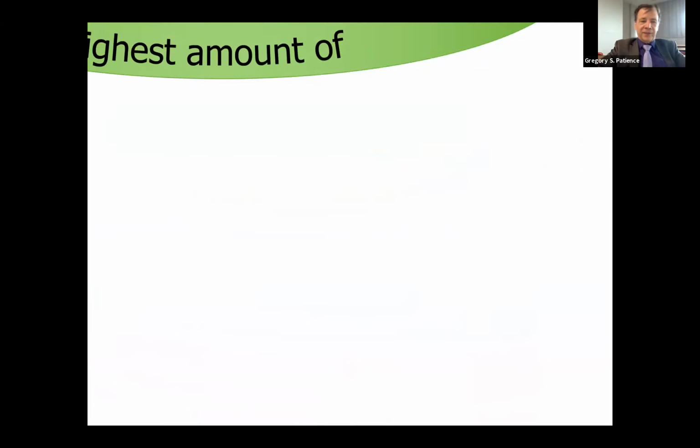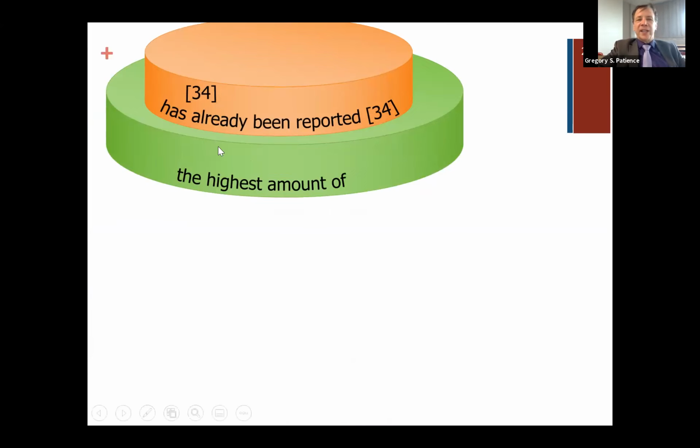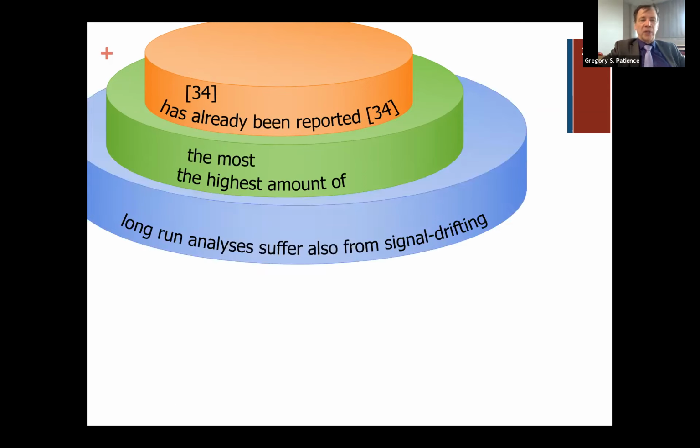Another set of, let's say, examples. One has already been reported in so-and-so. What we can do with that is remove this sentence entirely. If you cite reference 34, then it's obvious that it's already been reported. Okay. The highest amount of, this is more or less English, where we can say it's the most.